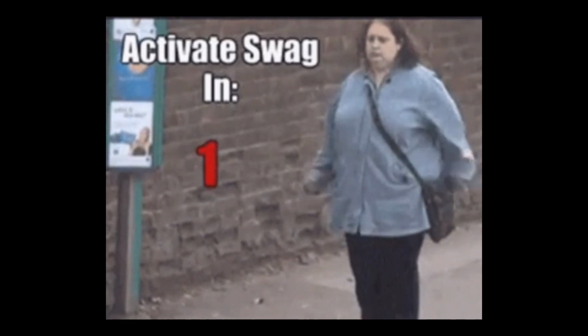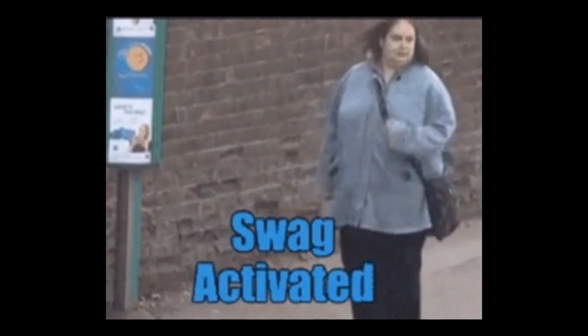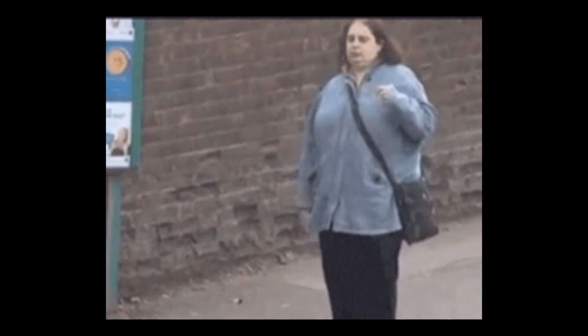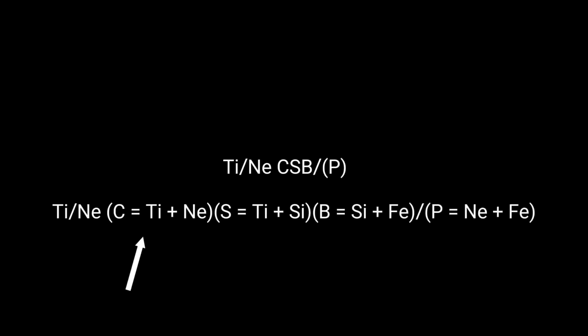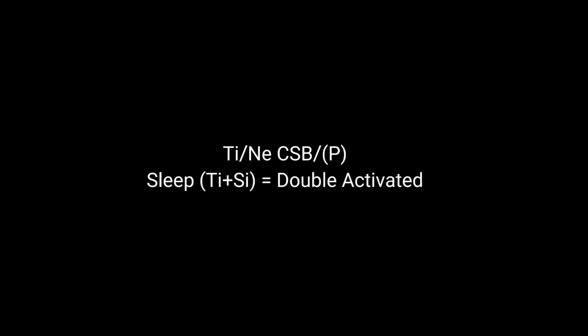Another component of objective personality is activation. So out of your four functions, two of your functions will be single activated and two of your functions will be double activated. Double activation means that your functions are used twice in the first three animals. So for example, in this type, TI is used twice in consume and sleep, and SI is used twice in sleep and blast. Therefore, TI and SI are double activated. In other words, the sleep animal is double activated.